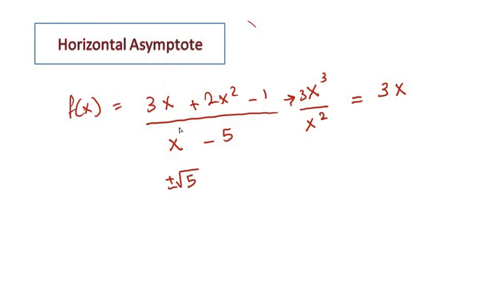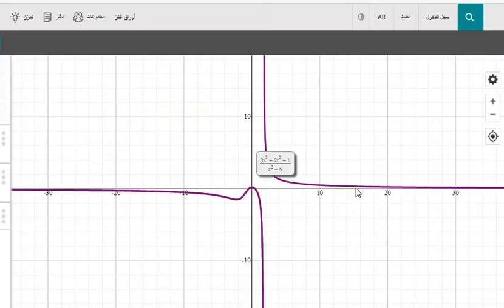Now, what if the degree of the numerator is less than the degree of the denominator? In this case, the horizontal asymptote will be y equals 0. Because if you divide the two leading terms, this is 3 over x, and if you remember the graph of 1 over x, it has a horizontal asymptote at y equals 0 or the x-axis, and it's the same here. As you see, it has a horizontal asymptote at y equals 0 or at the x-axis, and it has a vertical asymptote at the zero of the denominator.